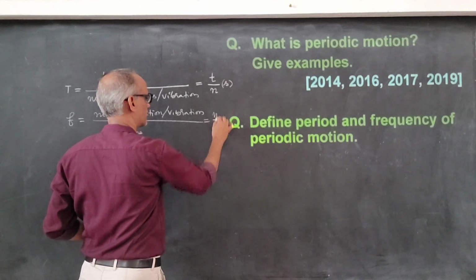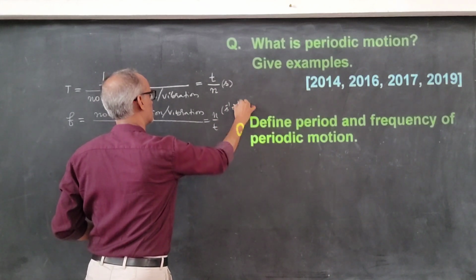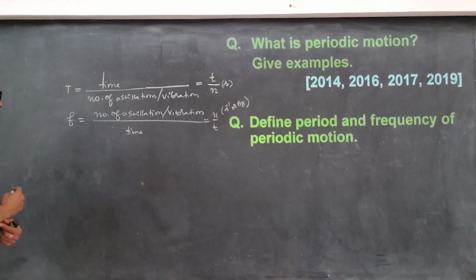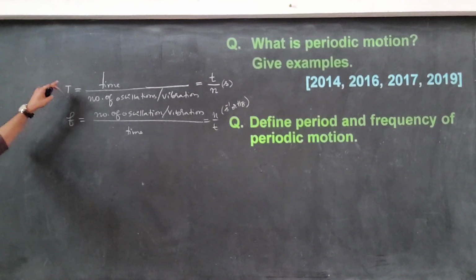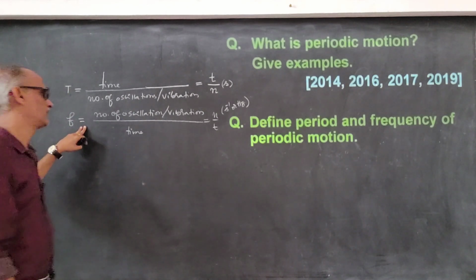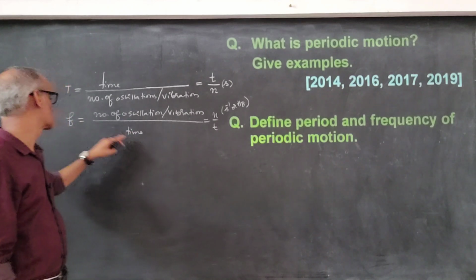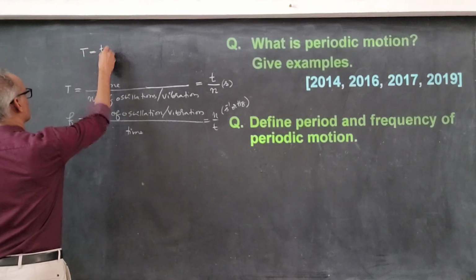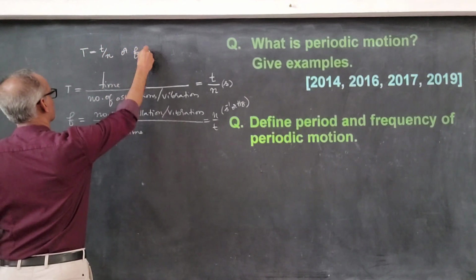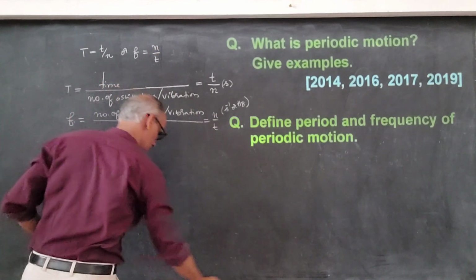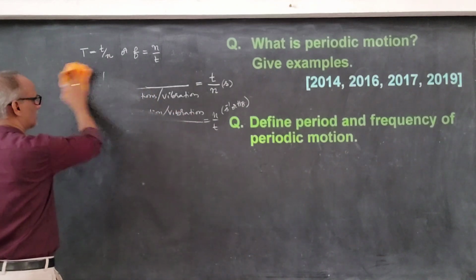The unit is per second, or you can even measure it in terms of hertz, which is the SI unit of it. So, how to define time period of oscillation? Time taken by the particle to complete one oscillation is called the time period of oscillation, and the number of oscillations completed by the particle in 1 second is called the frequency of oscillation. So, T is equal to t by N, or f is equal to N by t are the two important formulas which you have to remember.